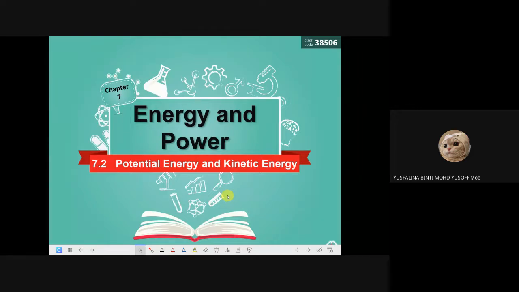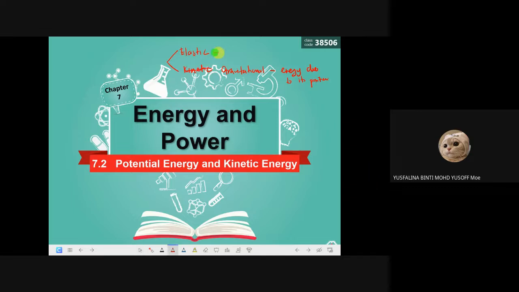So yesterday we learned about potential energy, right? We already know there are two types of potential energy. The first one is the elastic potential energy, and another one is the gravitational potential energy. Gravitational potential energy is the energy due to its position. If the position is higher, it means the gravitational energy should also be higher.